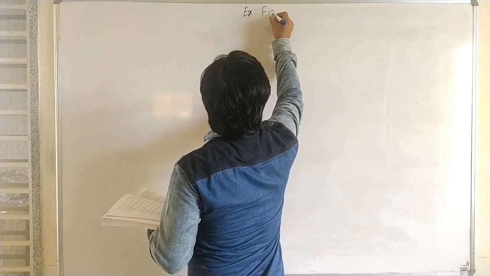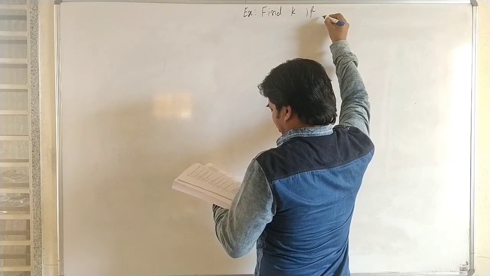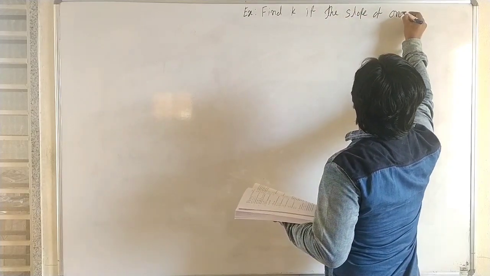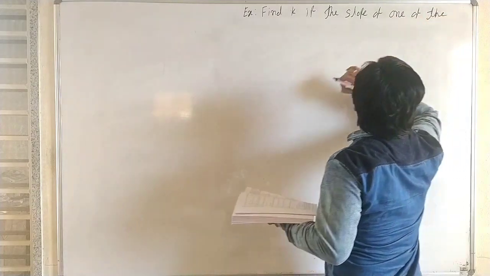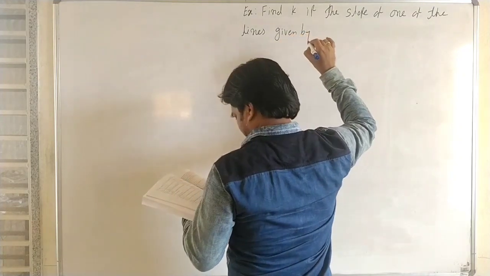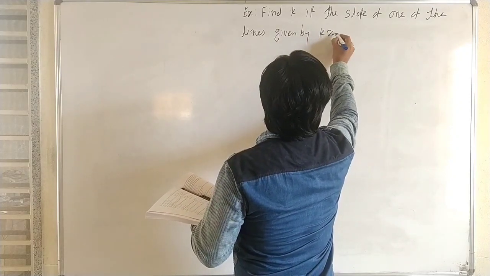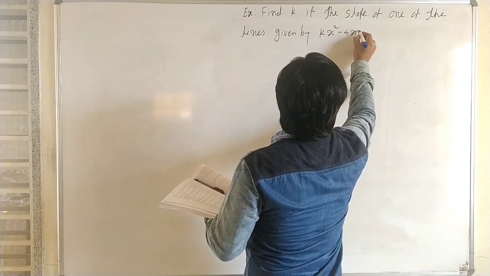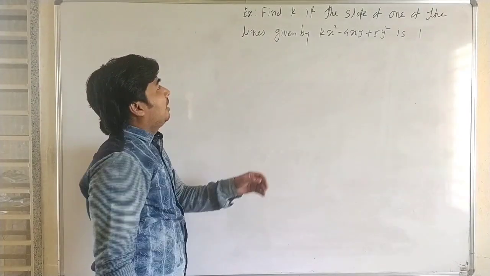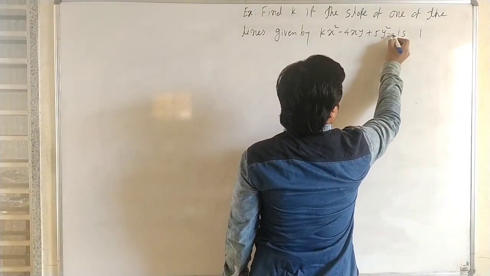Find k if the slope of one of the lines given by kx square minus 4xy plus 5y square equal to 0 is 1.